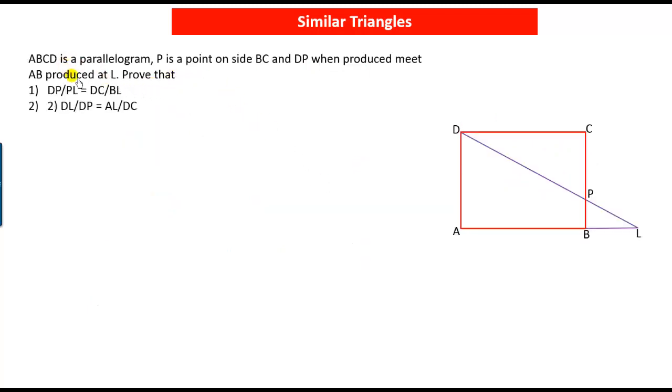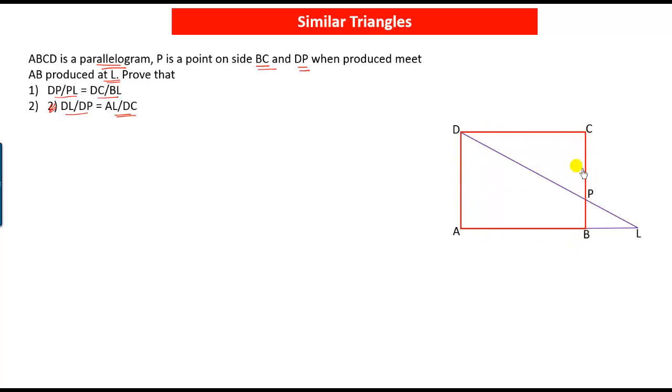Here is another question. ABCD is a parallelogram and P is a point on the side BC, and DP when produced meets AB produced at L. Prove that DP upon PL is equal to DC upon BL and DL upon DP is equal to AL upon DC. Now here in the figure it is given that ABCD is a parallelogram.